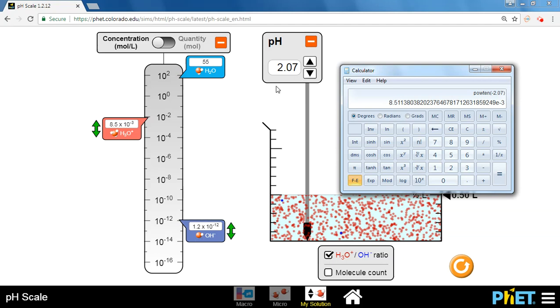Now you can do the same thing by calculating the OH concentration from the pH and its reverse. You've just got to go through that extra step of first converting to the hydronium ion concentration and then to the hydroxide, or the other way around. Those methods are given in the module.